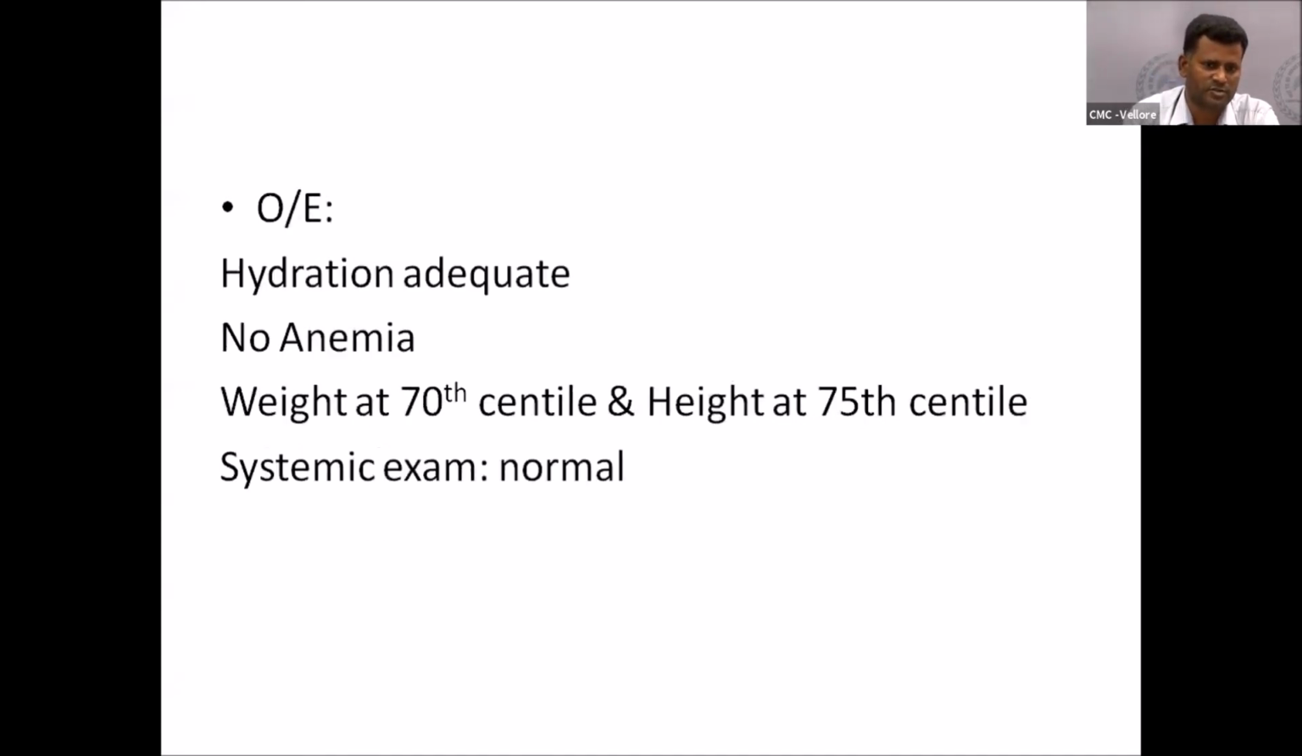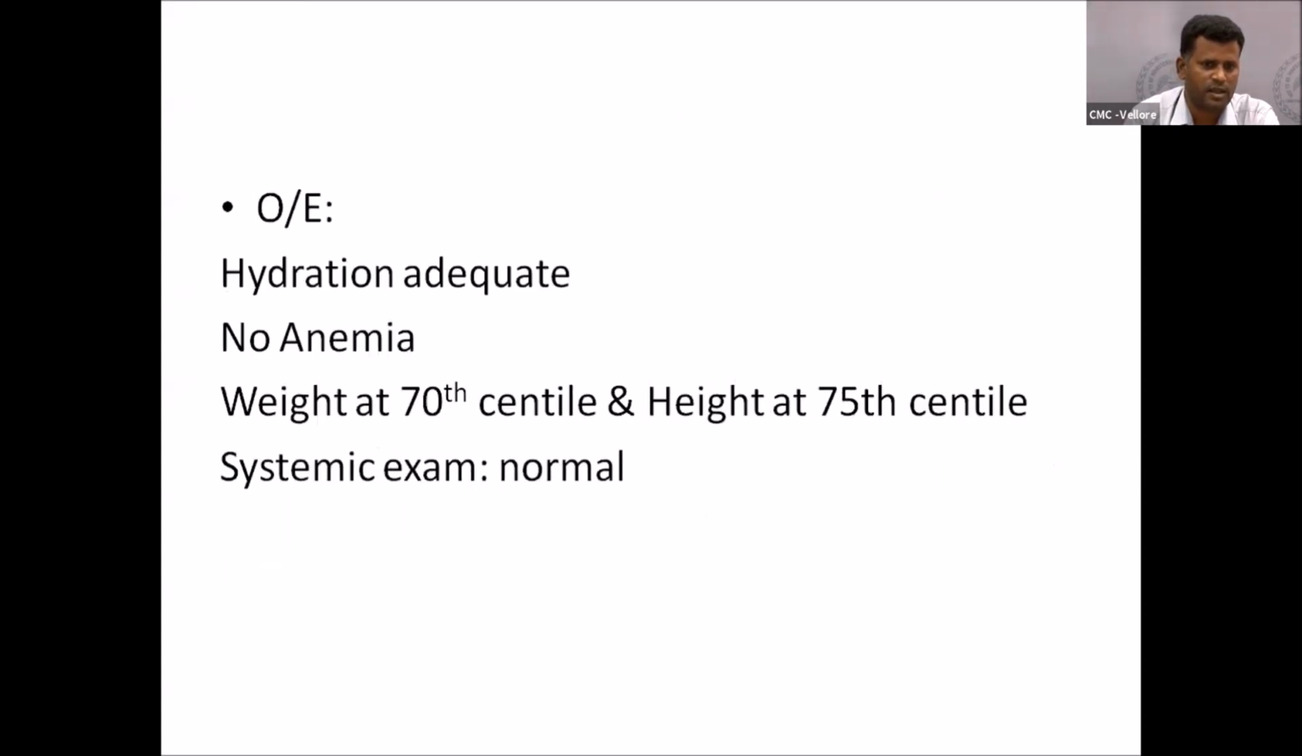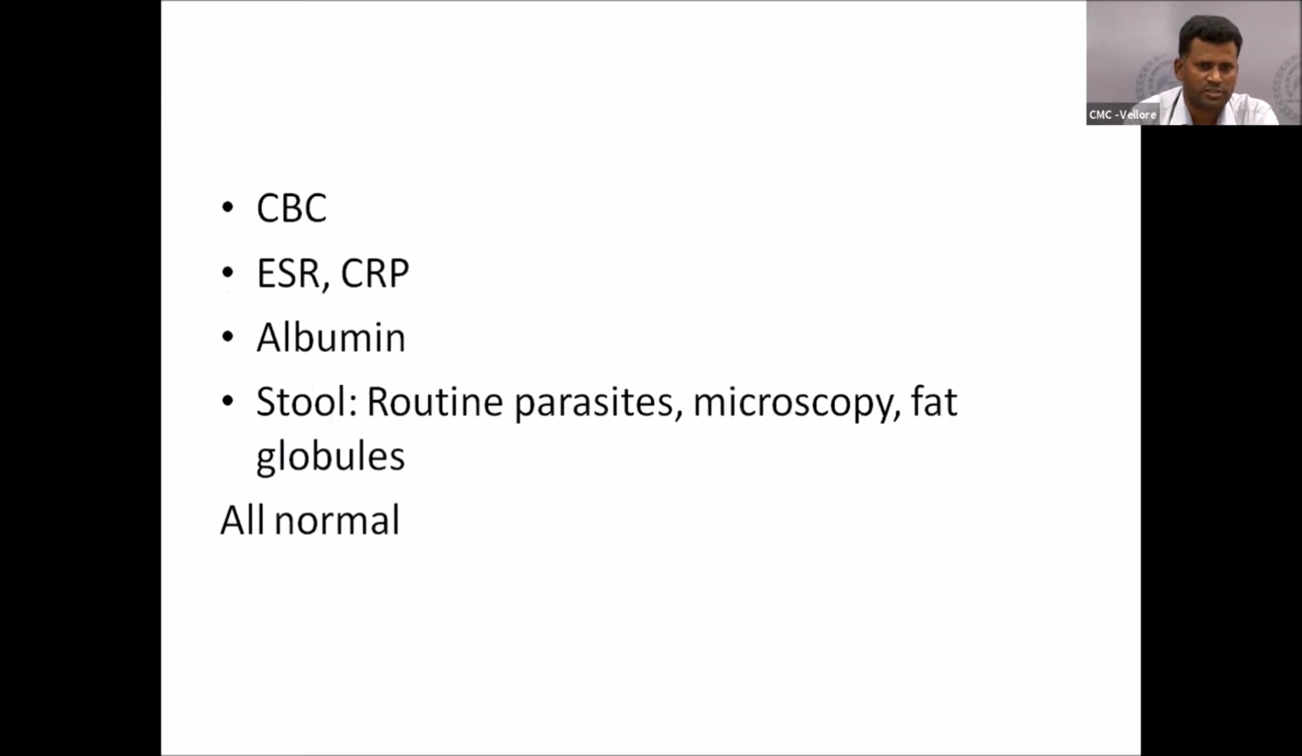for IBS also, because this child has abdominal pain and recurrent loose stools, but it's not affecting his sleep. He's sleeping well, and the father also has some features of irritable bowel syndrome, and his height and weight and everything is normal. So just to rule out any underlying pathology, we have to do inflammatory markers, ESR and CRP, to rule out IBD, which is a close differential for IBS. And if albumin is normal, then there is no need to worry.